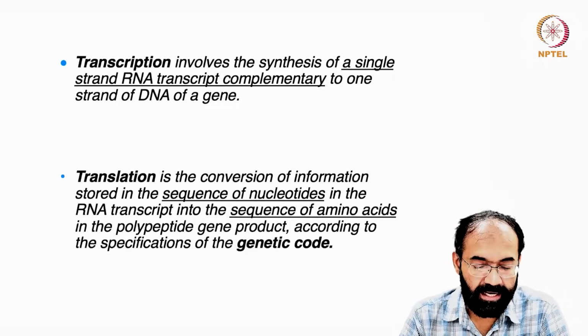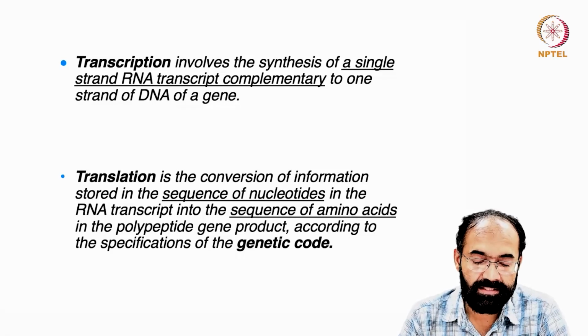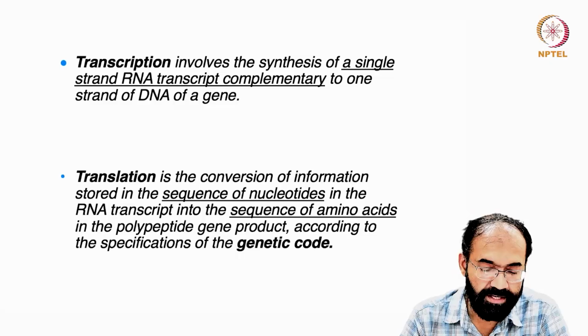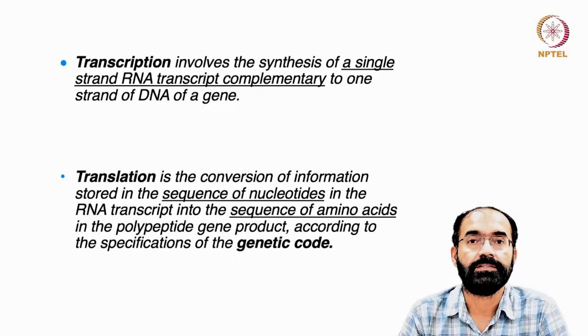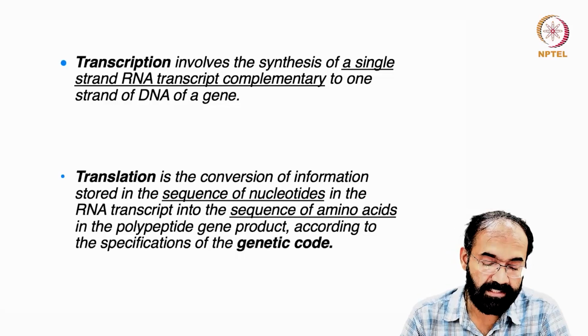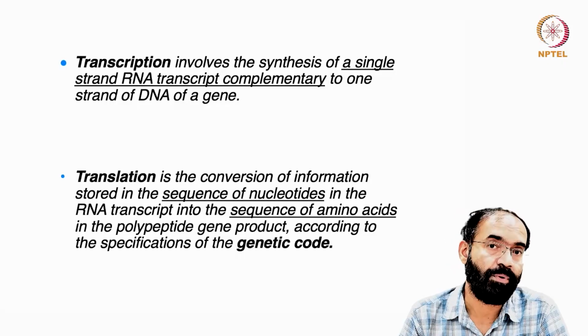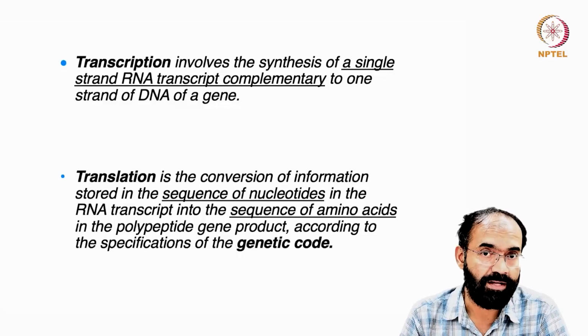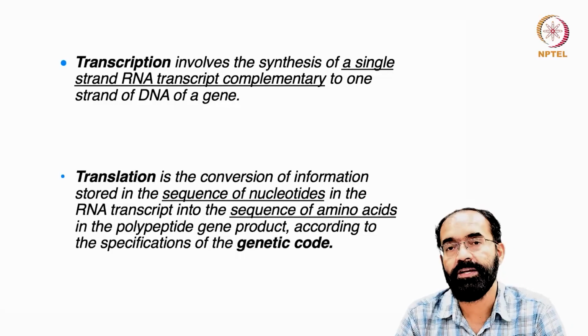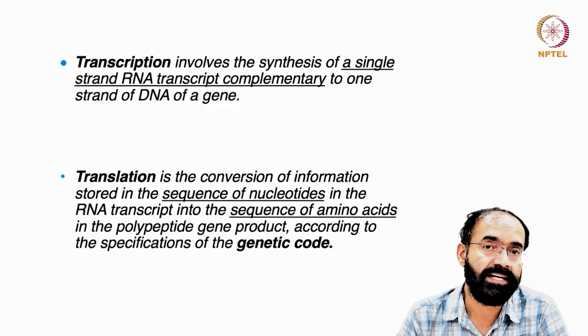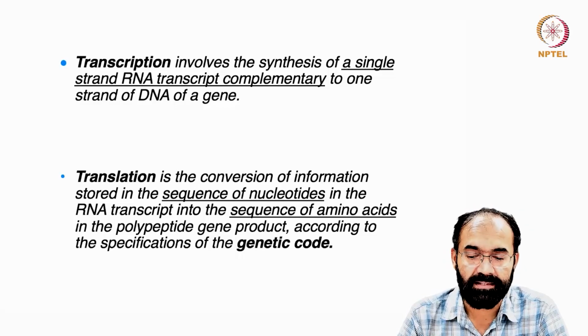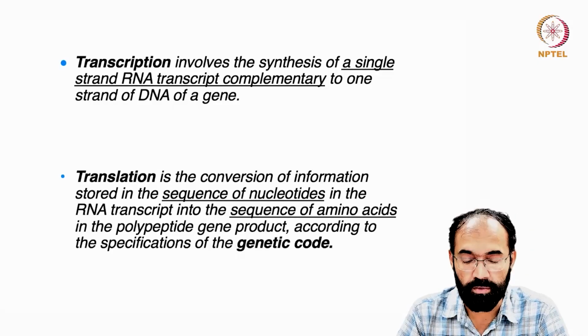And this formed RNA undergoes translation, and this is basically conversion of the information that is stored in the sequence of nucleotides in the RNA transcript into a sequence of amino acids. So every 3 bases in the coding sequence of an RNA now codes for one amino acid. So if you have got 9 bases, it will code for 3 amino acids. So this idea should be clear, and we refer to this as the genetic code. Every 3 bases is nothing but a triplet code or triplet codon.